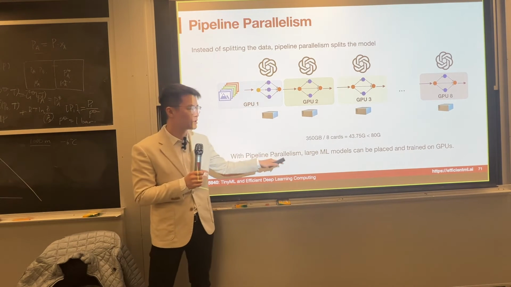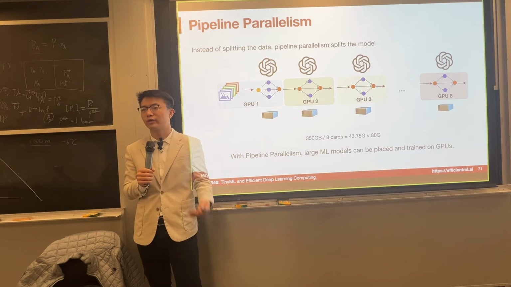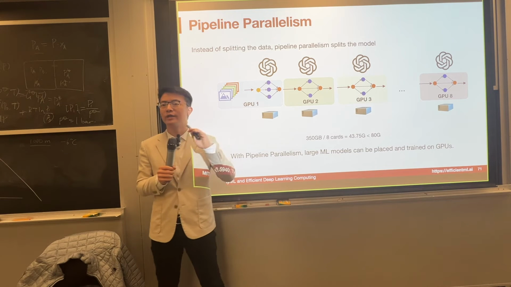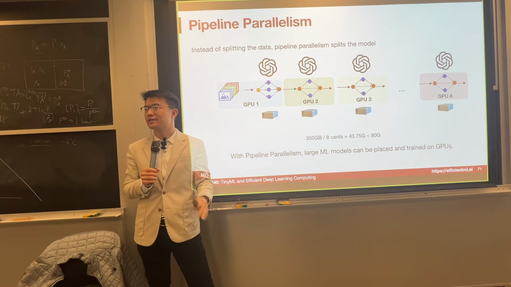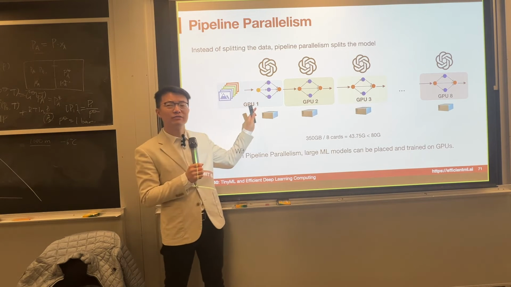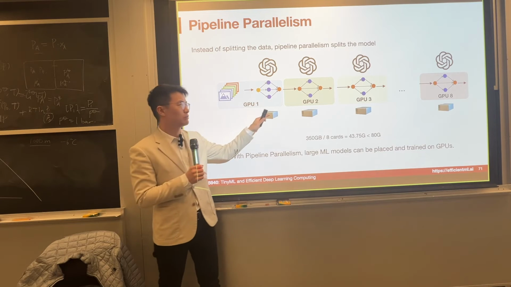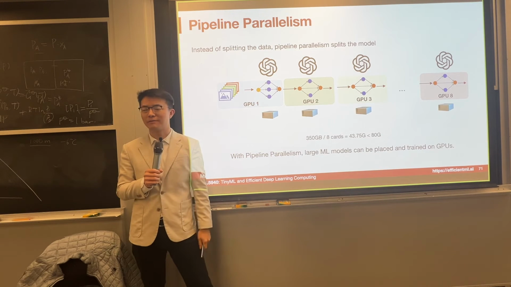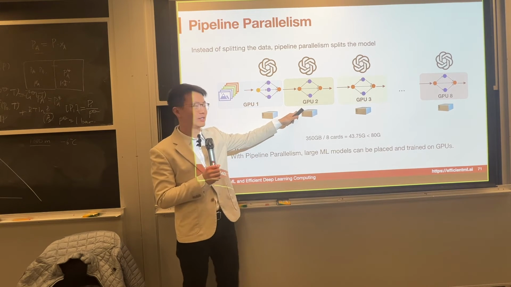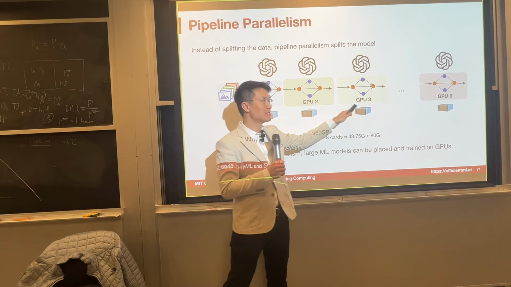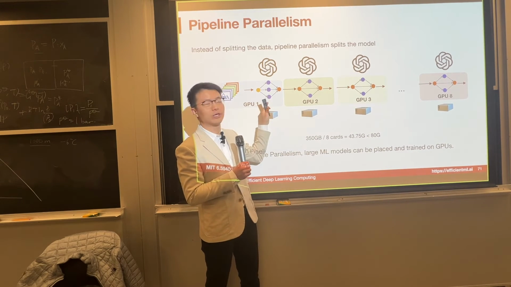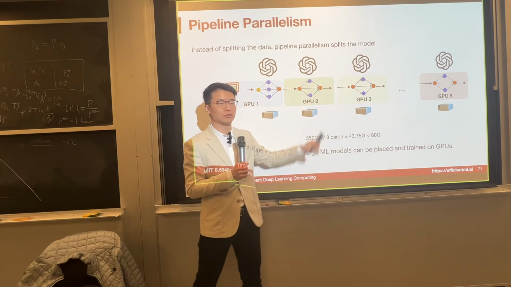So with pipeline parallelism, large models can be placed and trained on GPUs, especially for a large language model where each layer is homogeneous: the dimension is exactly the same for the weights and for the activations. It's relatively easy to keep each GPU busy. What we don't want is that this is a pretty thin, small layer, and this is a pretty big layer. So this GPU will finish super fast, or it'll be idle waiting for GPU 1 to finish or GPU 3 to finish.